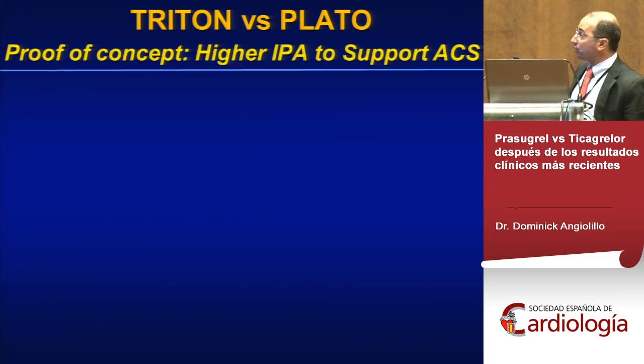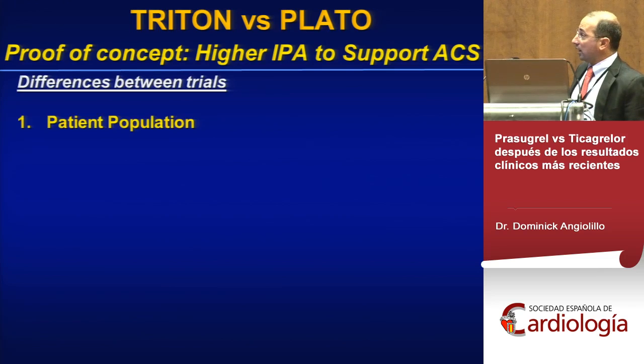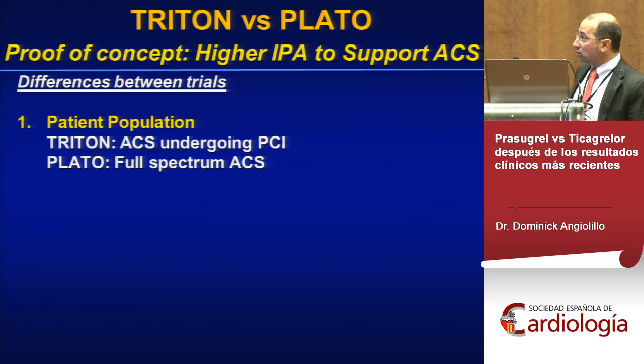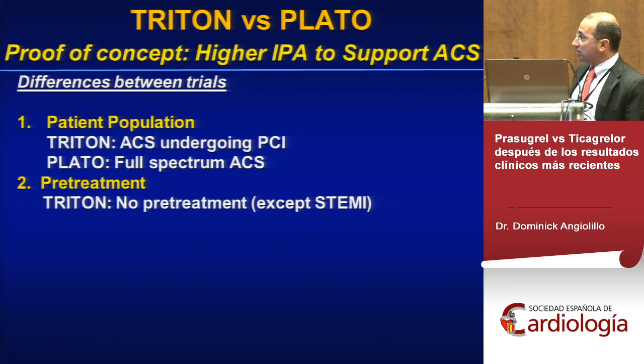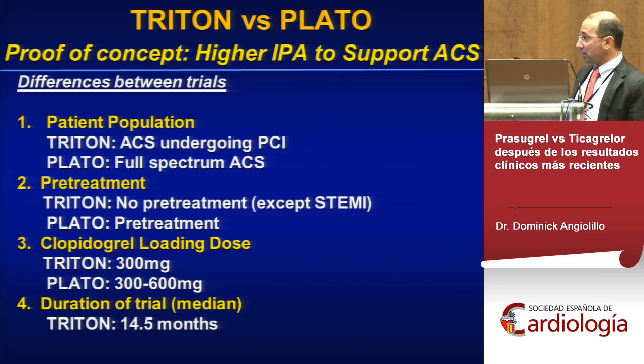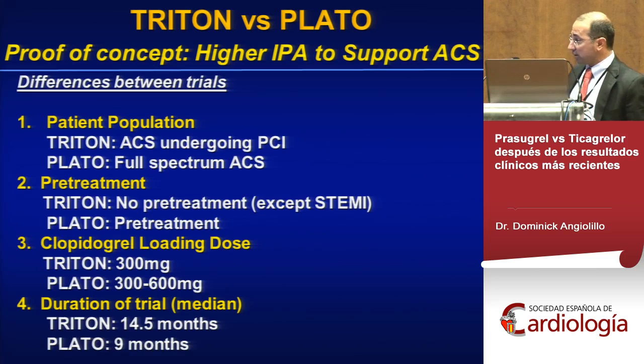So I think when we compare these two drugs, it's important to first highlight that there are significant differences between the trial designs. And first of all, the patient population. TRITON was an ACS trial for patients undergoing PCI, so very selected inclusion criteria. PLATO was a full spectrum of ACS, irrespective of management. In TRITON, patients were not pretreated, with the exception of primary PCI, while this was allowed in PLATO. Loading doses in the two trials were different also because of differences in timing of conduct of the trials, and also the duration of the studies were different, being longer with TRITON than in PLATO.